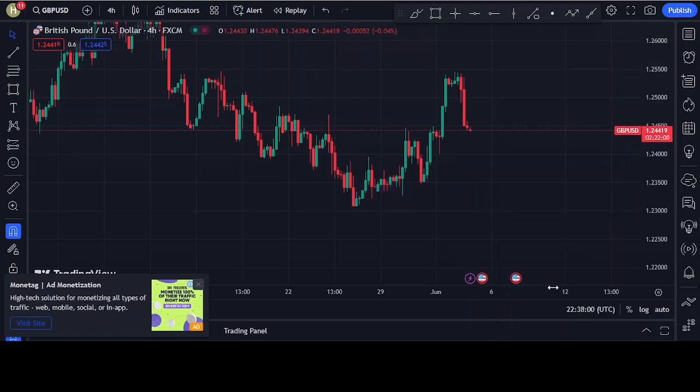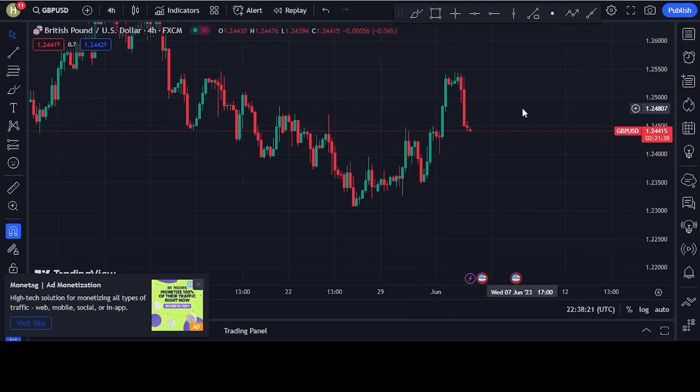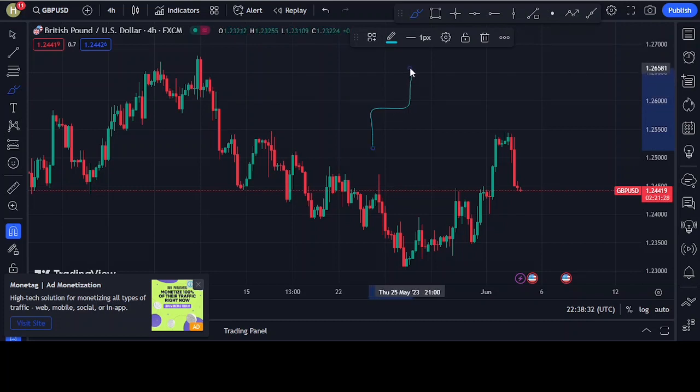Now the second type of demand zone is the type called rally base rally. A price rally, a base, and a rally. Let me remove this. What do I call it? A rally, a base, and a rally. Price rallied up, has a consolidation phase, which is a drop, then rally.